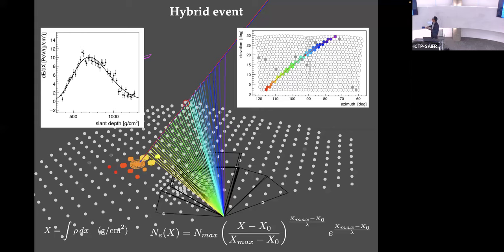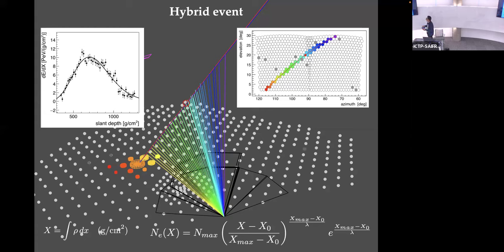So basically what we do, if you just track the intensity of the light as it crosses the field of view, you get those profiles. So that's a measurement. The y-axis is proportional to the intensity of the fluorescence light as a function of what we call slant depth. It's basically an integral of the amount of matter traversed by the shower as it develops in the atmosphere. So it must be 0 at the interaction point, and then it grows as a function of the distance along the shower axis, right? So that's what we call slant depth. It's basically an integral of the atmospheric density along the shower axis.